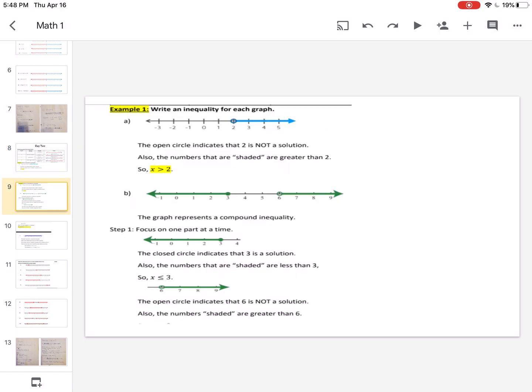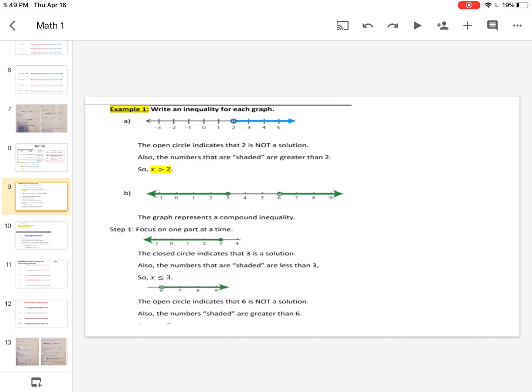So here's your first example. Write an inequality for each graph. The open circle indicates that 2 is not a solution. Also, the numbers that are shaded are greater than 2. So, how would you write this? X is greater than 2. So it's open, and it's greater than 2, so the arrow is going to be going to the larger numbers, not into the negatives.